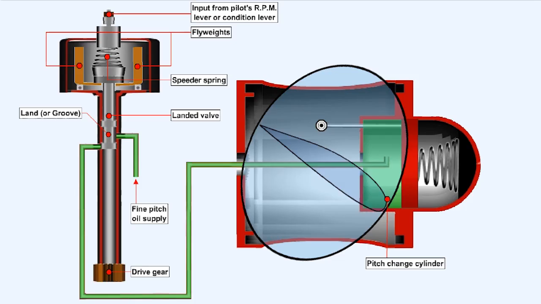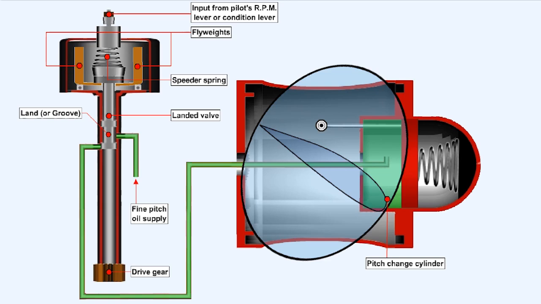The constant speed unit, or CSU, incorporates a valve, which, because it has lands or grooves cut into the operating portion of its stem, is called a landed valve. This landed valve controls the flow of oil to and from the propeller actuating, or pitch change cylinder.